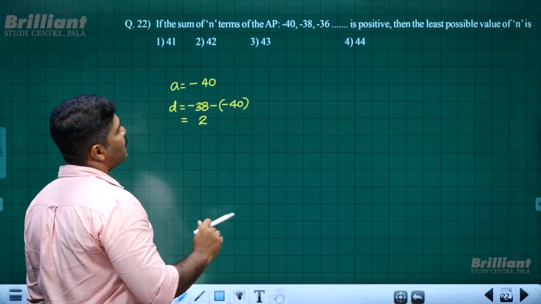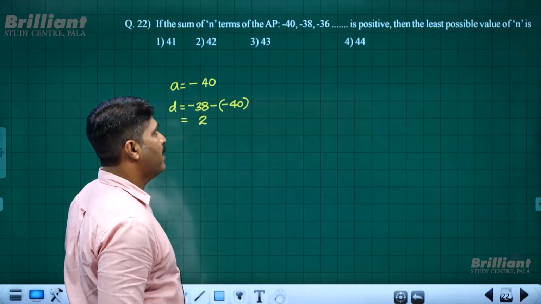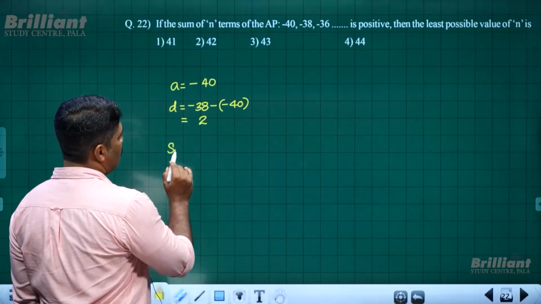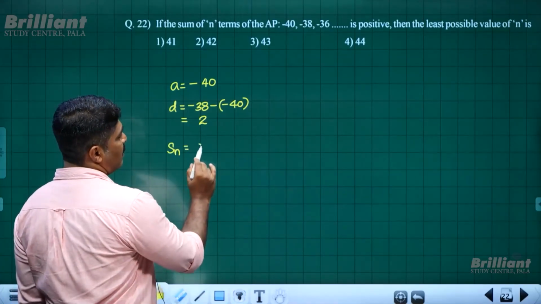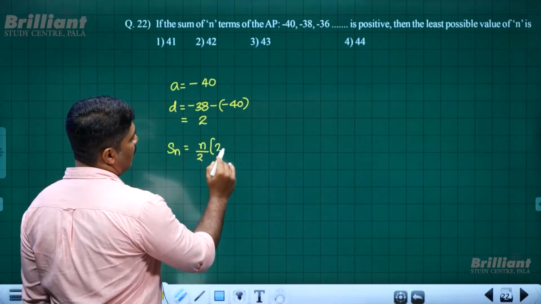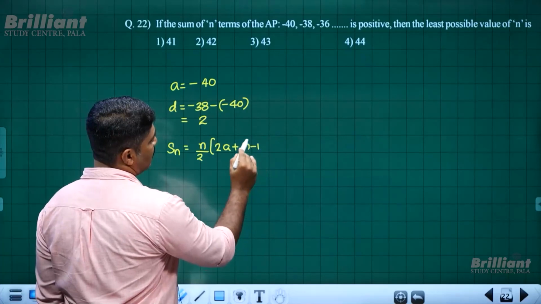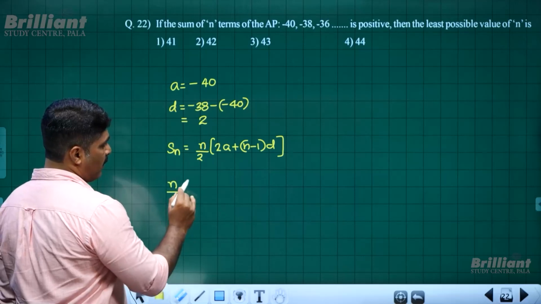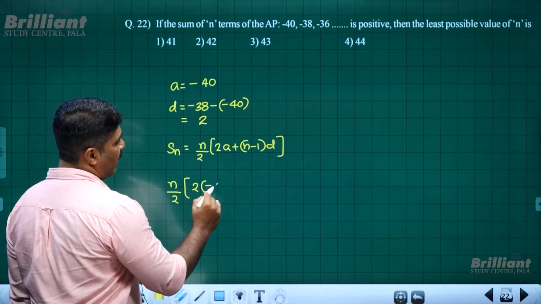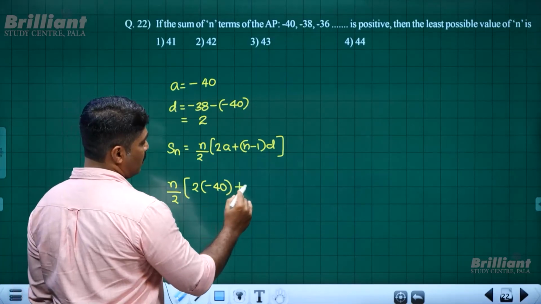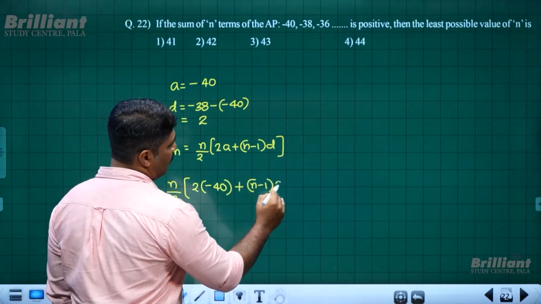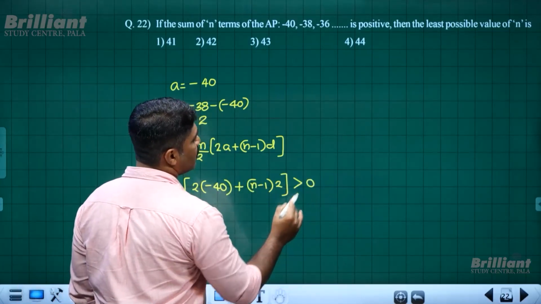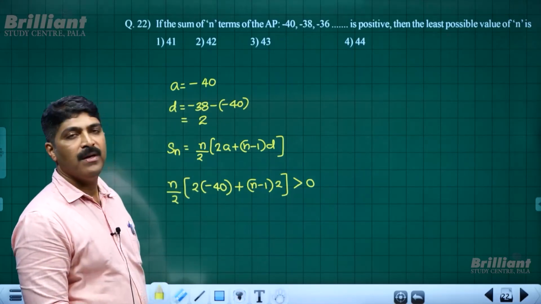And we are considering that the sum to n terms of this AP is positive. What is the sum to n terms of an AP? That is n by 2 into 2a plus n minus 1 into d. So n by 2 into 2a, where instead of a you put the value minus 40, plus n minus 1 into d, with d as 2 as we already got. This is greater than 0. Then what is the possible value of n?